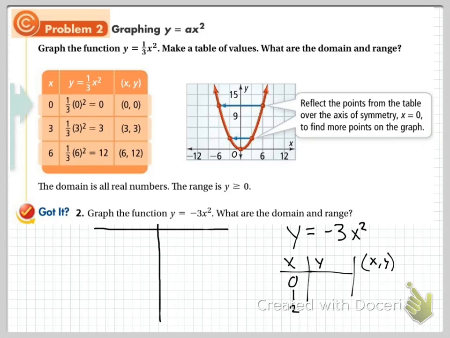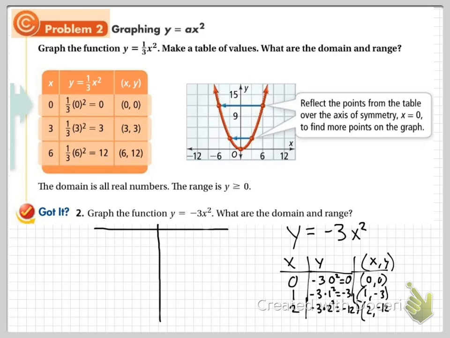Okay, if I plug in 0, -3 times 0 squared, well 0 squared is just 0, right? And 0 times -3, that's just 0. So we get the point 0, 0. -3 times 1 squared. 1 squared is just 1. 1 times -3, well that's -3, so that's the point 1, -3. If we plug in 2, -3 times 2 squared. 2 squared is 4. 4 times -3 is -12. So this is a point 2, -12.